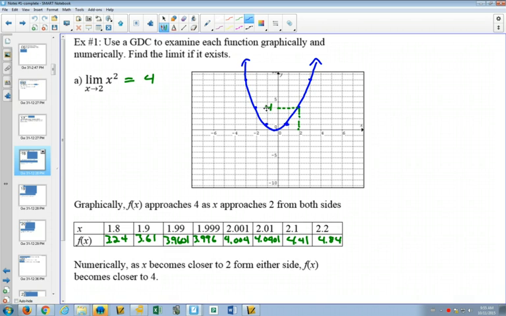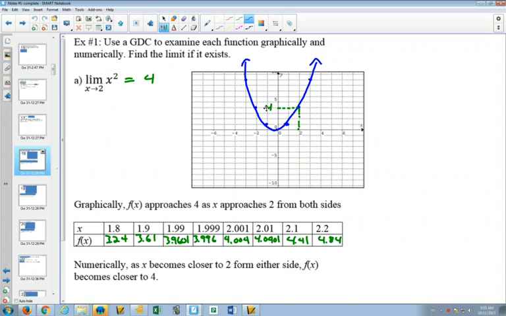Now for this function, we could find any limit quite easily. What is the limit as x approaches 3? It's going to be 9, because 3 squared is 9. What's the limit as x approaches negative 2? It's going to be 4.